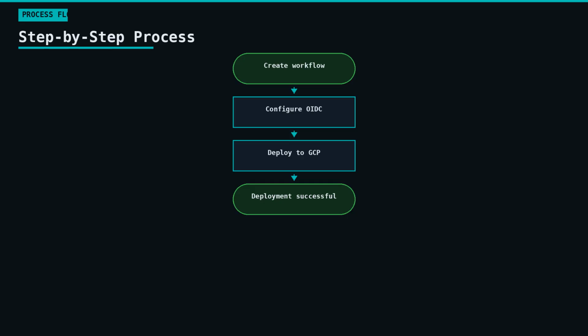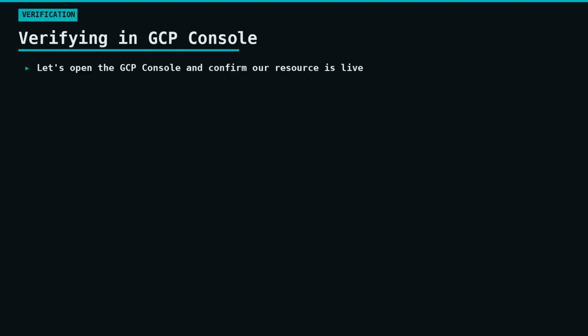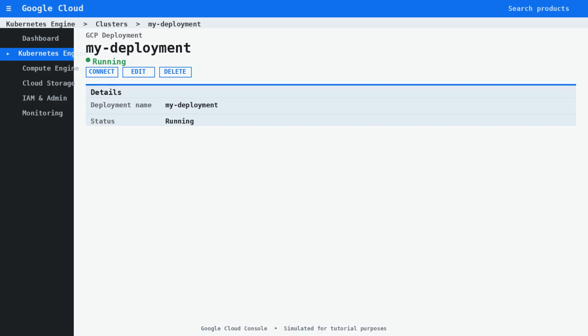To verify that our workflow has deployed successfully to GCP, we can check the GCP console. We'll look for our deployed application, like a building in the city. We'll also check the GitHub Actions workflow run, like a construction site report. If everything looks good, we've successfully automated deployment to GCP using GitHub Actions secrets and OIDC authentication.